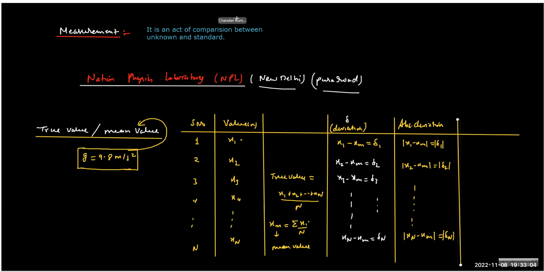So what is error actually? Error is called the mean of absolute deviation. That's why I said error is always positive. So that's why error is also called mean absolute error, or mean absolute deviation.